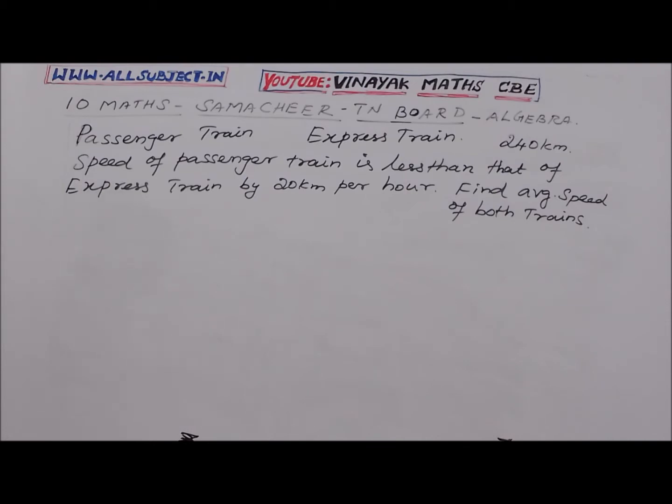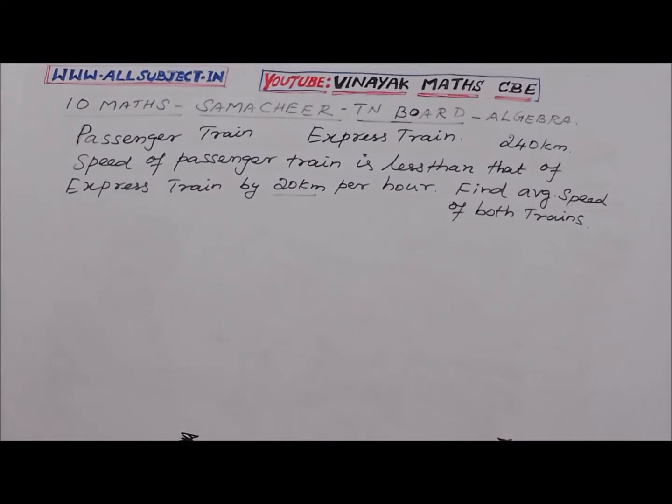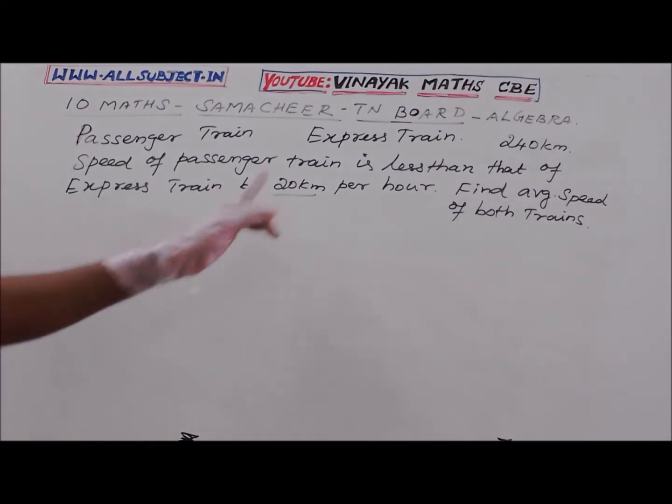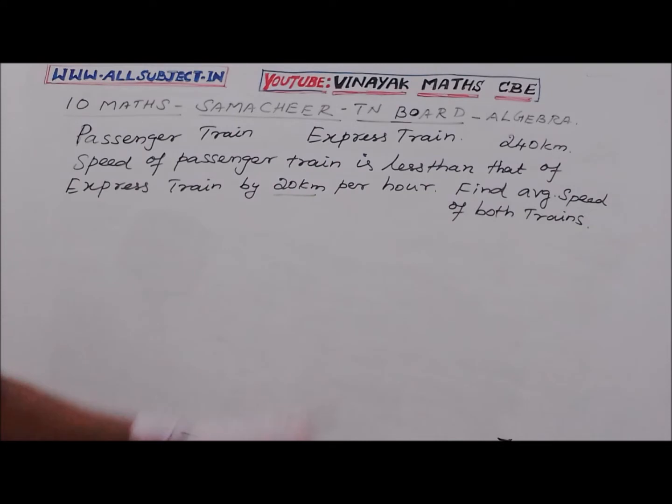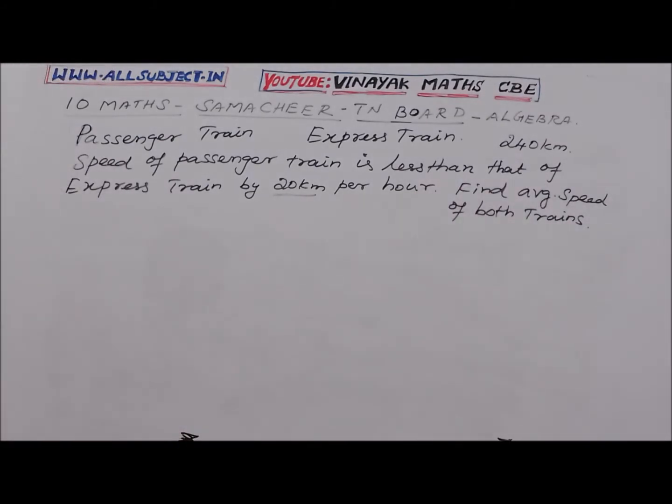The speed of the passenger train is less than that of the express train by 20 km per hour. Find the speed of both trains, the average speed of both the trains.